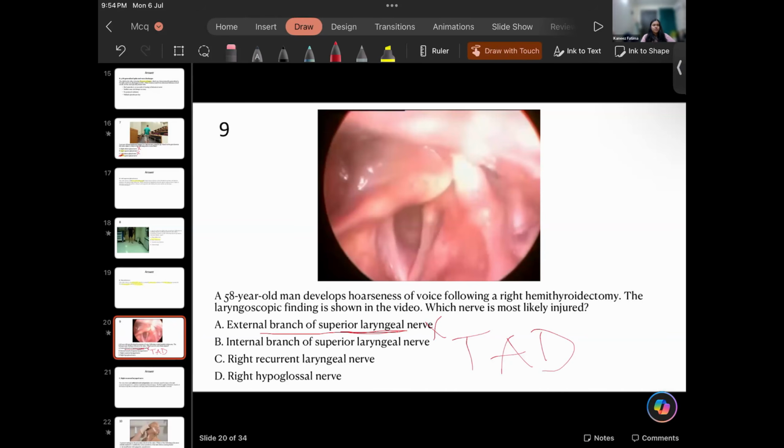The internal branch of the superior laryngeal nerve. The internal branch is basically a sensory nerve and doesn't have a motor action.